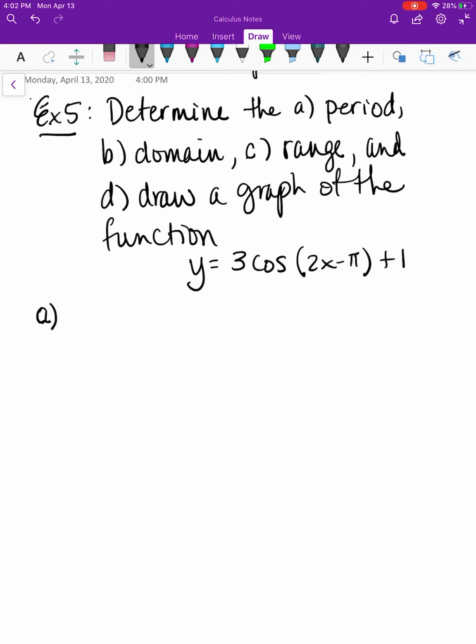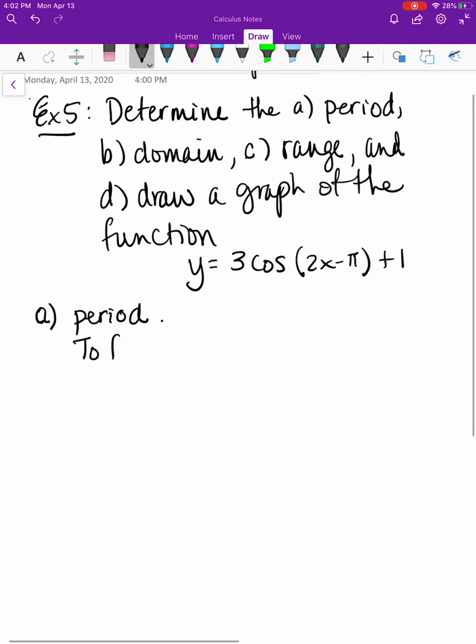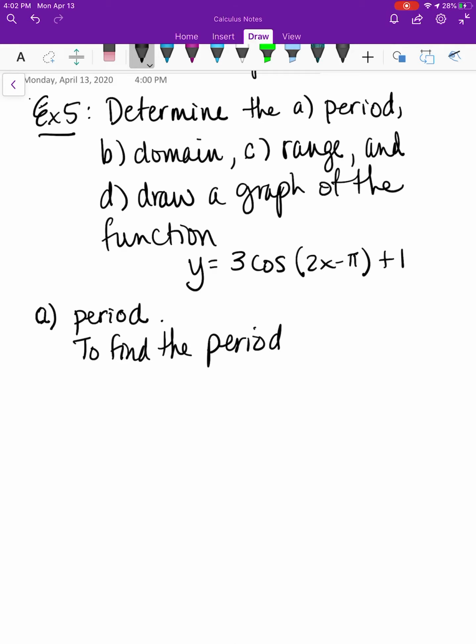So you can stop the video and write all this down and then start it back up again if you want to. I'm going to keep going. Okay, so first the period.